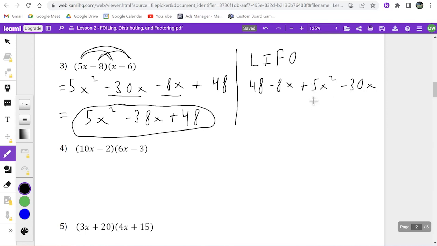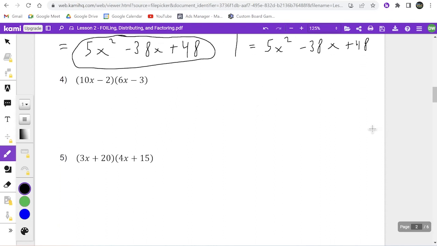And as you can see, if you just write it from highest x term, like 5x squared, and then you rearrange it to lowest, you'll get the exact same answer. You'll get 5x squared, the negative 8x minus 30x gives you negative 38x, and then plus 48. It's the exact same answer. So even if you do it out of order, you should get the same answer, but it's always a good idea to write it in this form. In other words, highest power to lowest power. In other words, x squared goes first, then the x, then the no x, the 48. And that's how we do it.